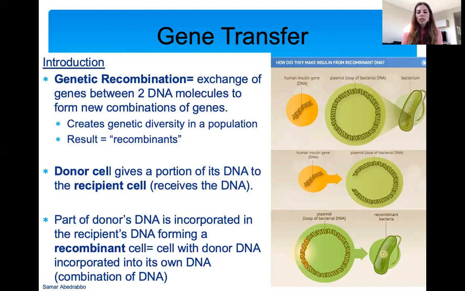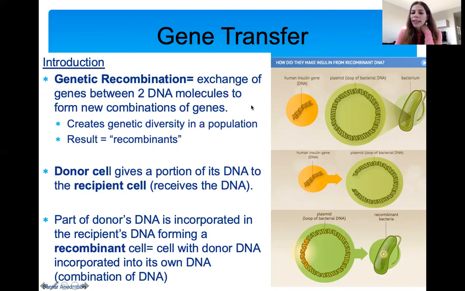And when the donor's DNA is put into the recipient's DNA, the recipient is now called a recombinant cell because it has a cell with donor DNA in it. So it's a combination of DNA. That's why we call it a recombinant cell. It has a combination of its own DNA and another organism's DNA.